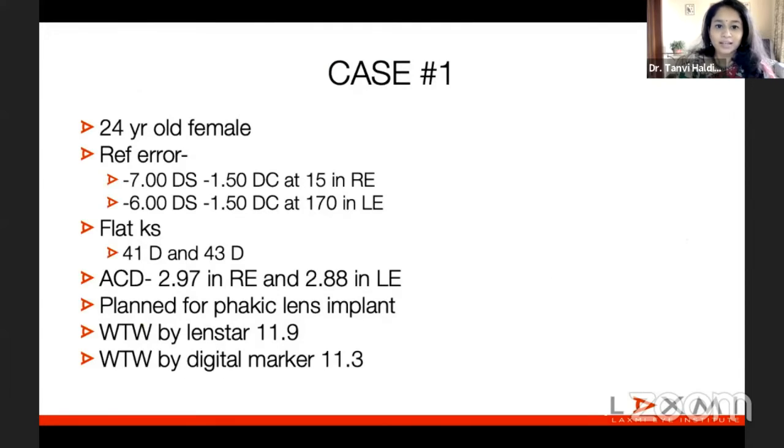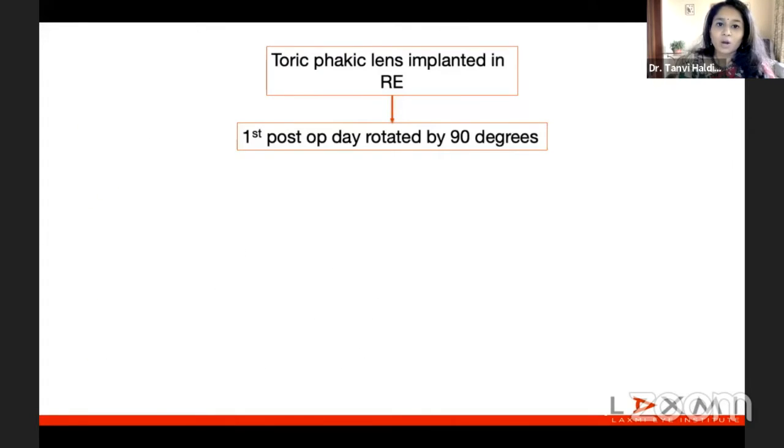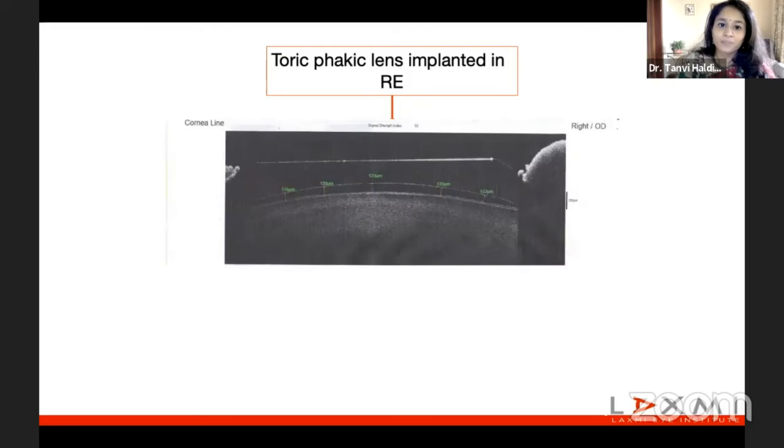Now I want to discuss a case that I had. This was a 24-year-old female with high myopia and flat K with low pachymetry, which was planned for a phakic lens. Now, her toric phakic lens was implanted in the right eye. On the first post-op day, I noticed that the IOL had rotated by 90 degrees. This was her vault on the first post-op day.